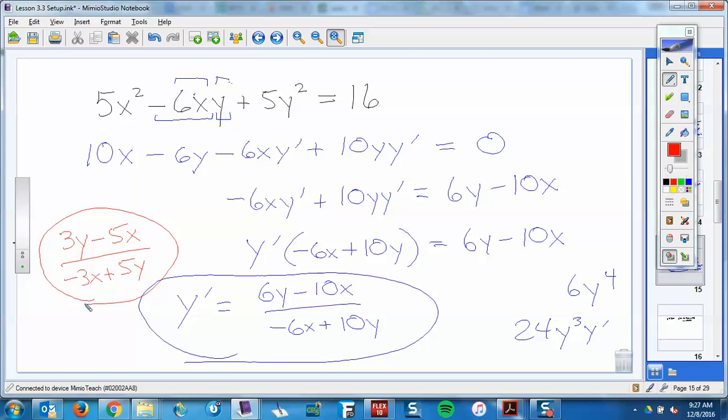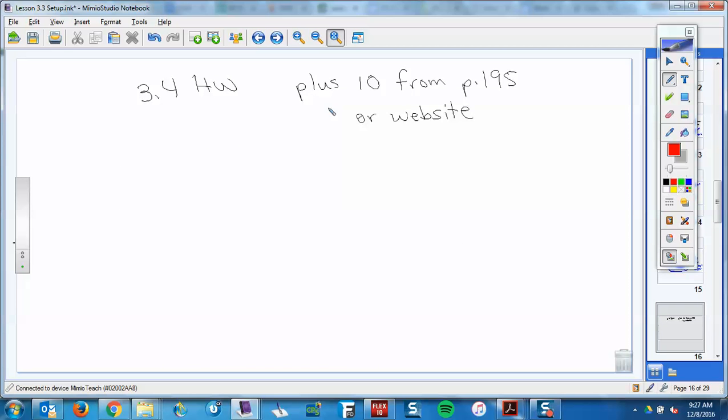Okay? So on your homework sheet, it's got some problems for 3.3. It doesn't have a lot of them. Or is it 3.3? No, I wrote that wrong. It's 3.3, not 3.4. Yeah.